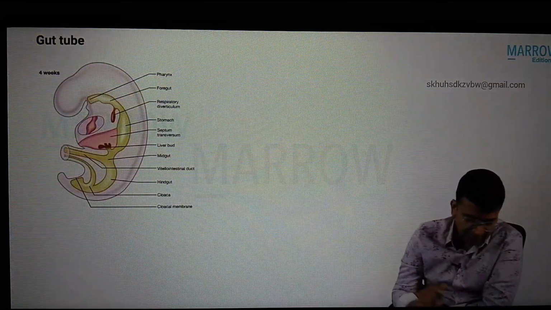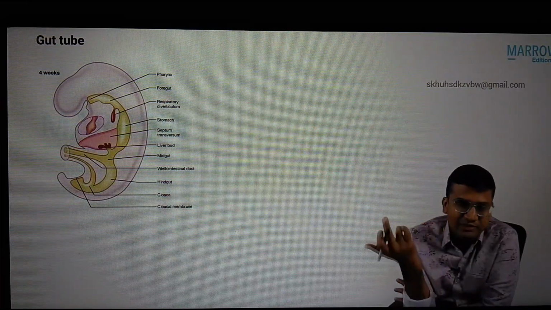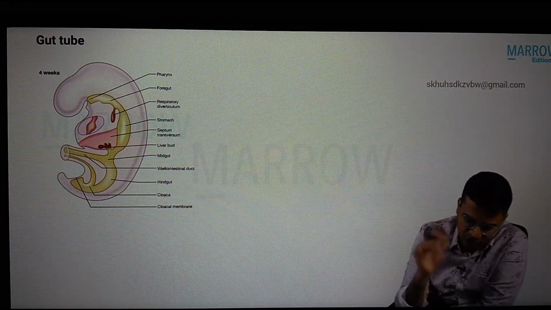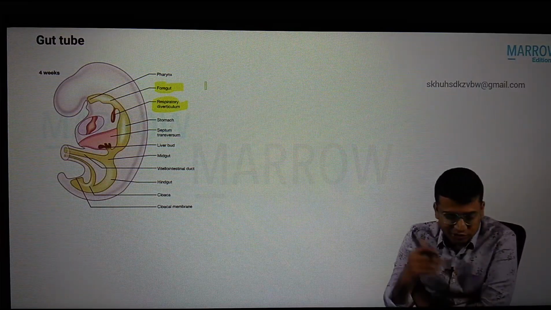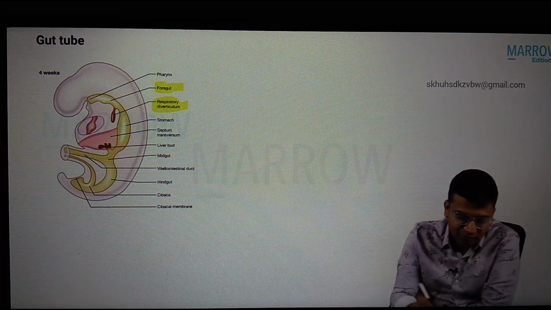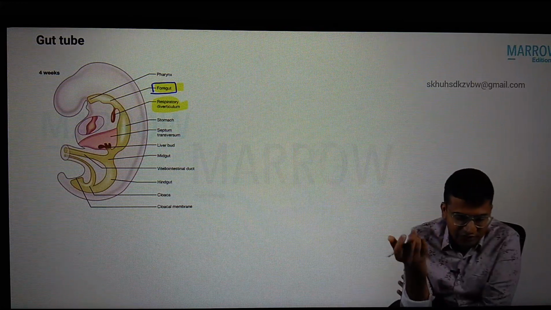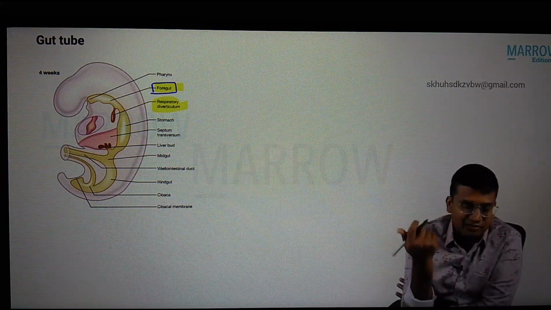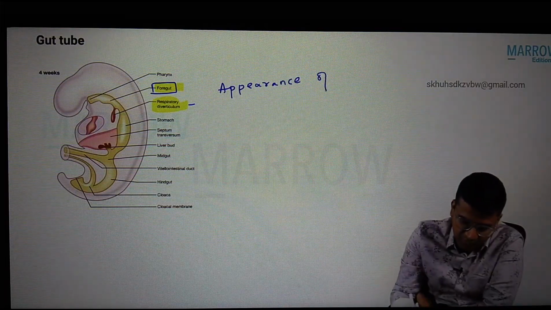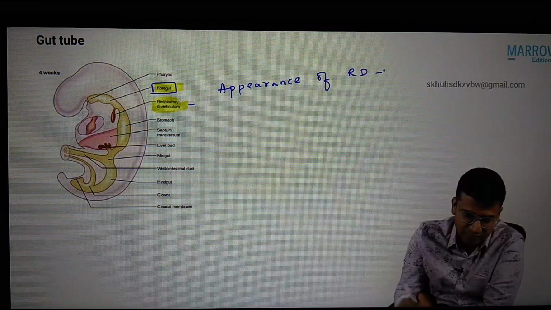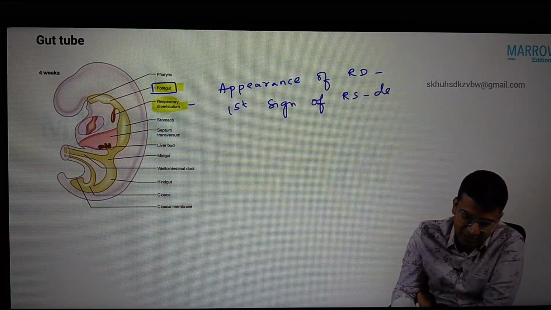Now we're going to see the respiratory system development. The entire respiratory system arises from one small diverticulum appearing in the foregut. So the respiratory diverticulum is a diverticulum from the foregut. The appearance of the respiratory diverticulum is the first sign of respiratory system development.